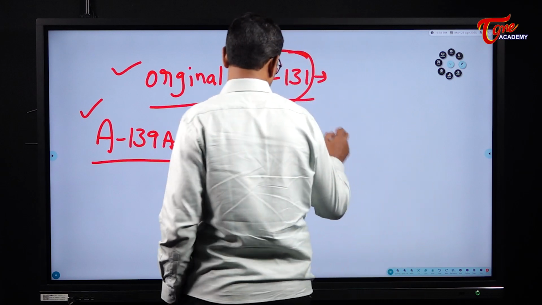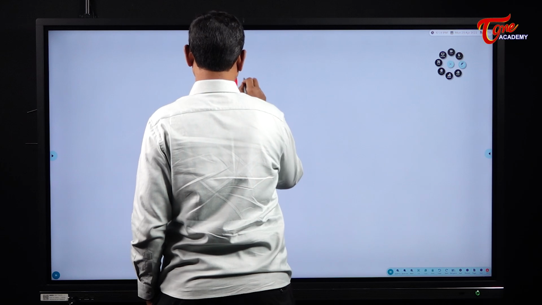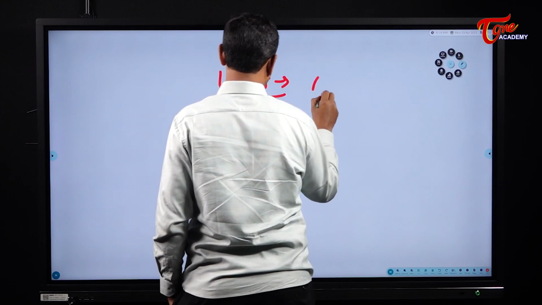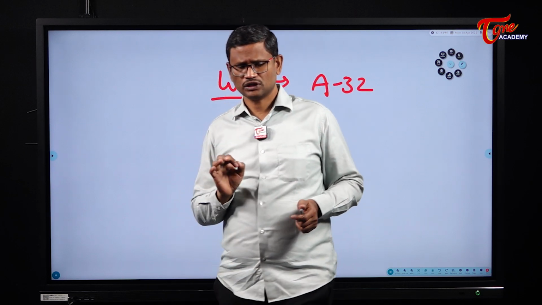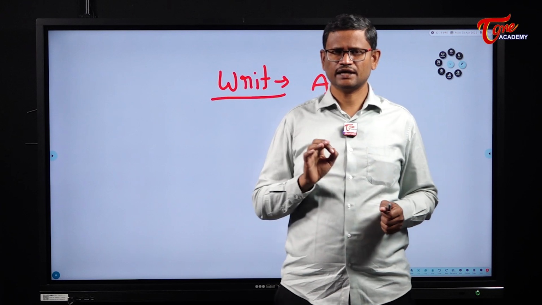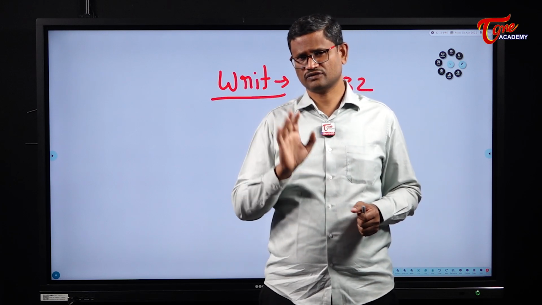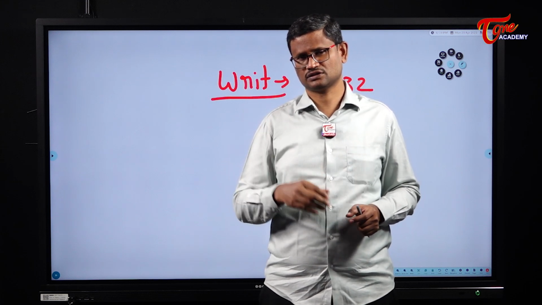The second one is writ jurisdiction of the Supreme Court. This was dealt by Article 32. We all know that the Constitution of India guarantees a set of written fundamental rights to all the citizens of the country. Some of these rights are available even to the non-citizens.